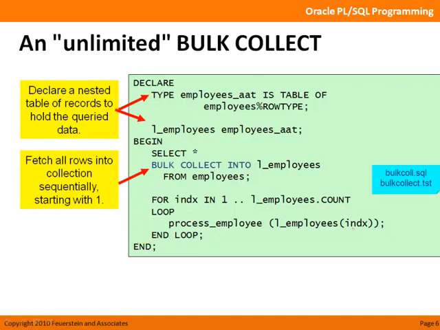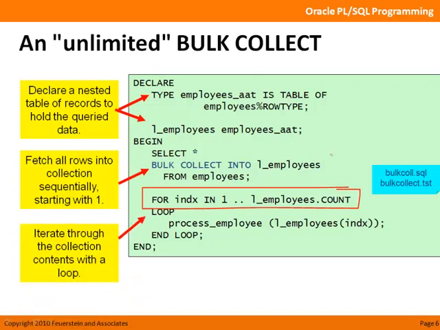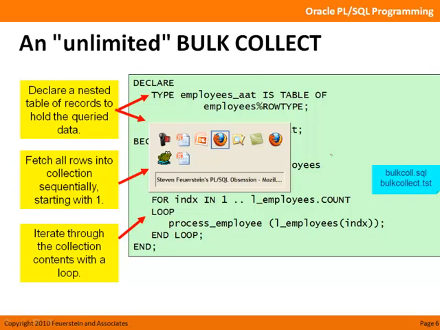And because bulk collect always fills sequentially from 1, this is the appropriate approach for doing your iterative processing through the collection contents. You don't have to go from first to last. You don't have to worry about any sparse elements, undefined elements between 1 and count. They're always filled. Let's take a look at an example, and then we'll explore in more detail. So bulk_collect.sql.